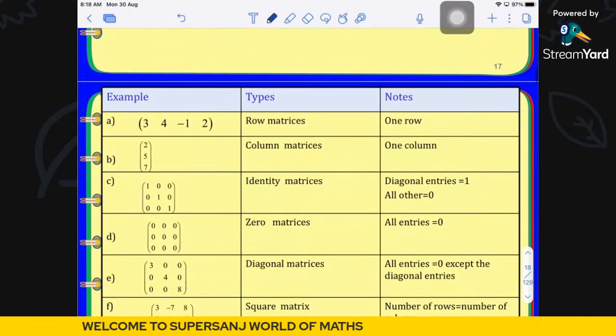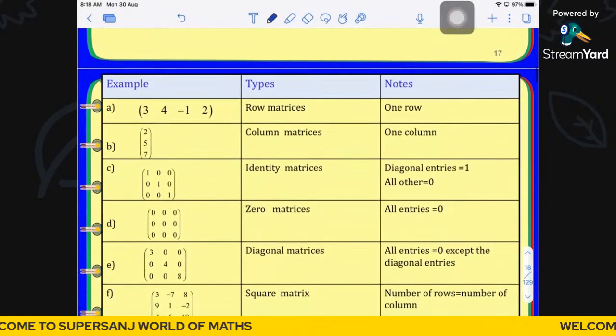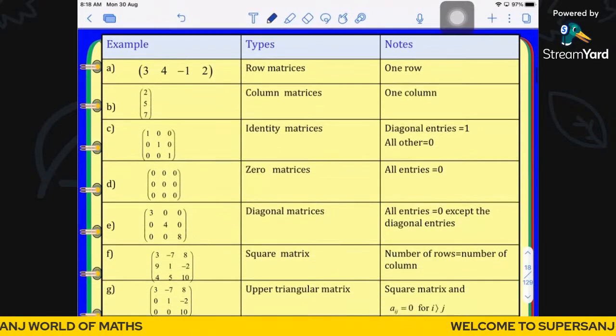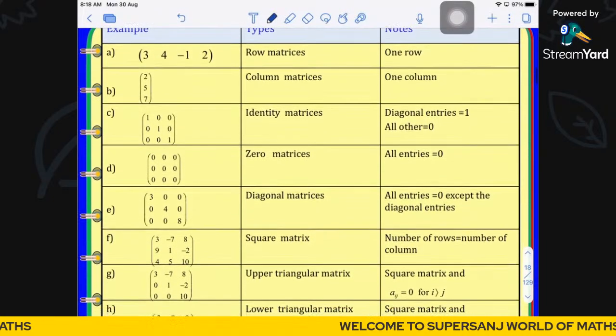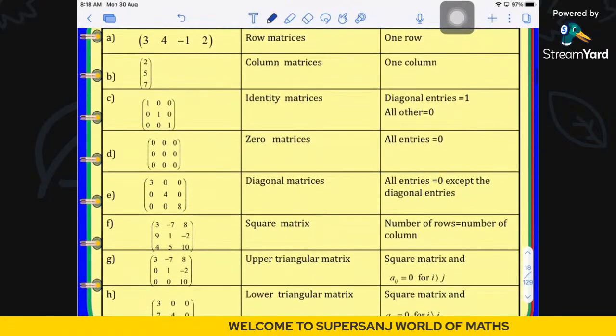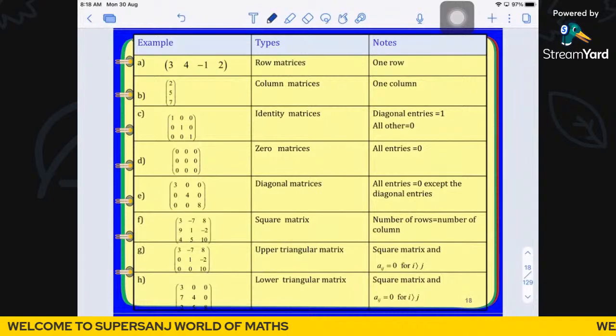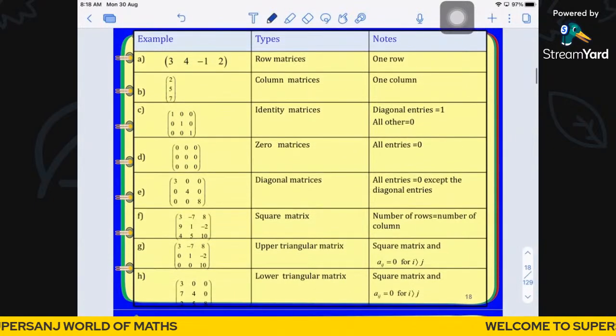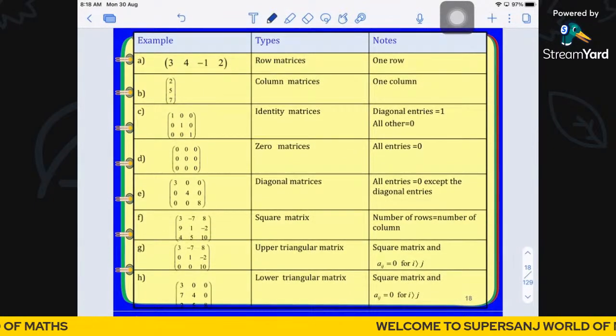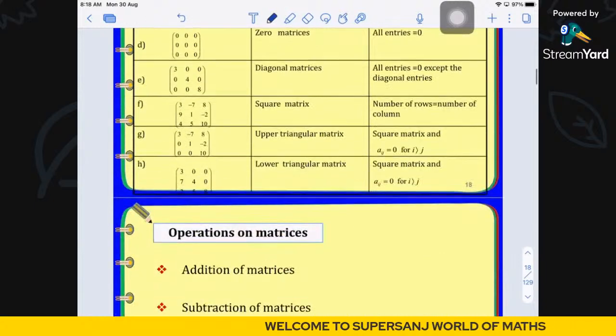Then we carry on some more. Next is the operation of subtraction, addition, scalar multiplication, and multiplication of two matrices. I think addition, subtraction, and scalar multiplication are quite easy. It's not that hard. For A plus B, as long as we know that the order is the same, they can be added and subtracted.